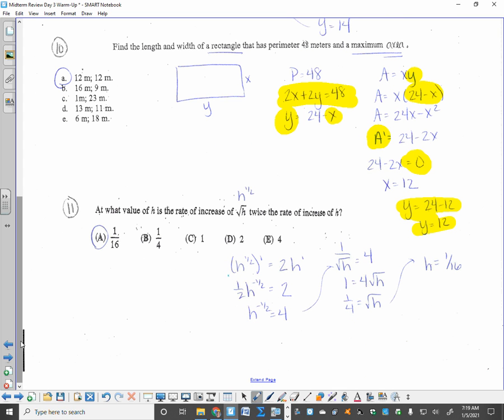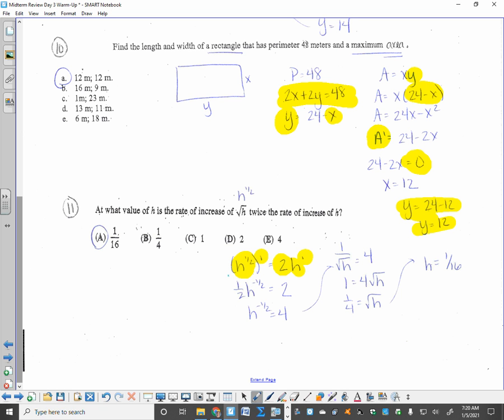I remember this one from the test review. At what value of h is the rate of increase of the square root of h twice the rate of increase of h? And this is just translating. You've got the square root of h, and I want the rate of increase twice the rate of increase of h.